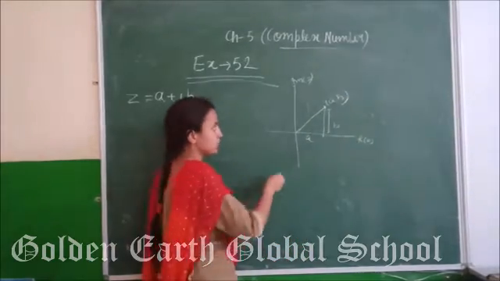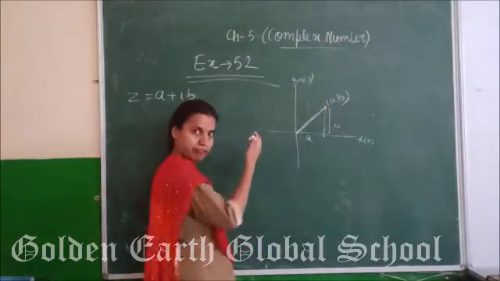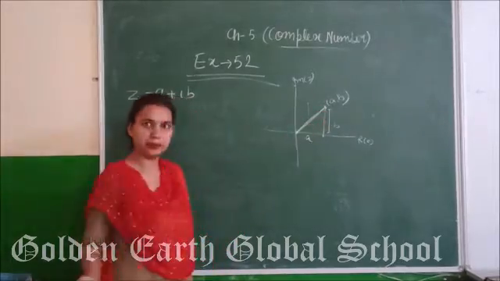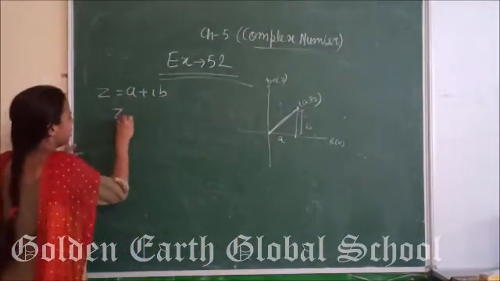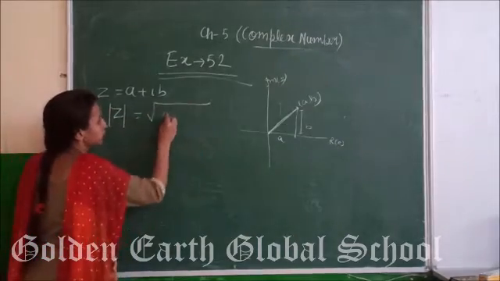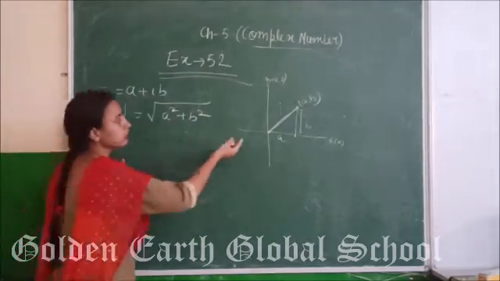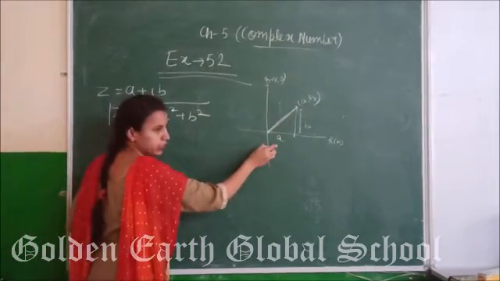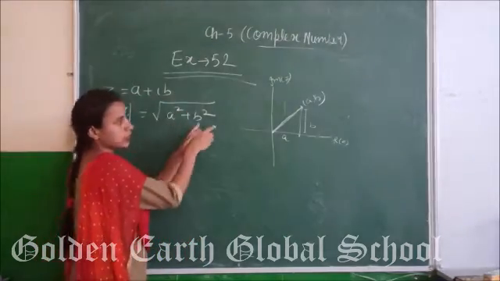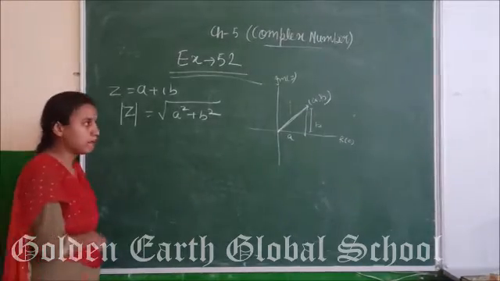What is the modulus? The modulus is the distance from the origin, that means the hypotenuse. Very easy to remember. By the Pythagoras theorem, hypotenuse squared equals base squared plus perpendicular squared. That means mod of z is equal to the square root of a squared plus b squared. It is our modulus.